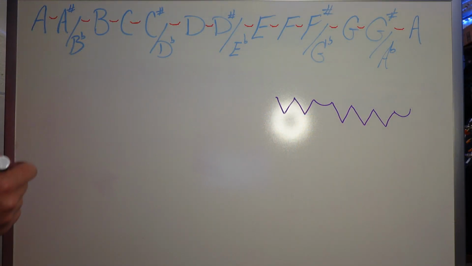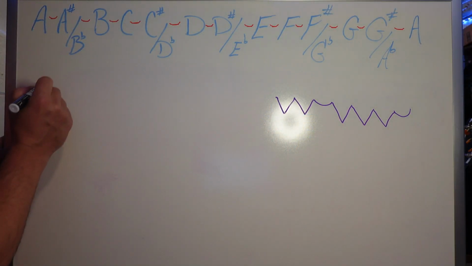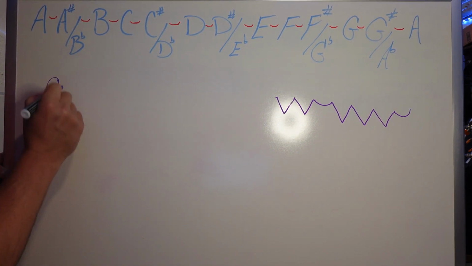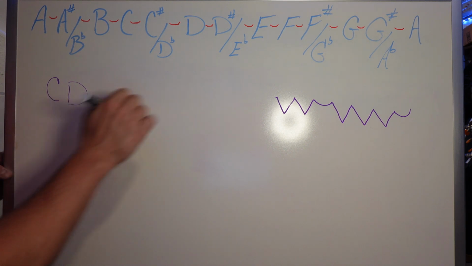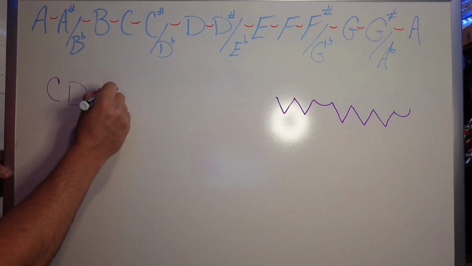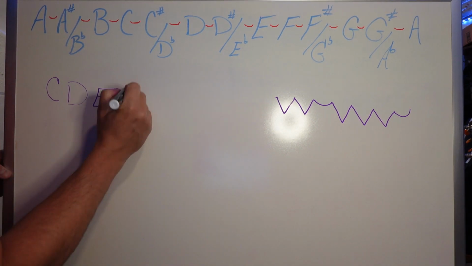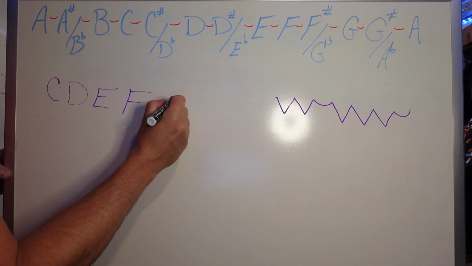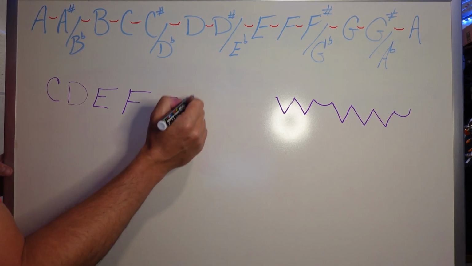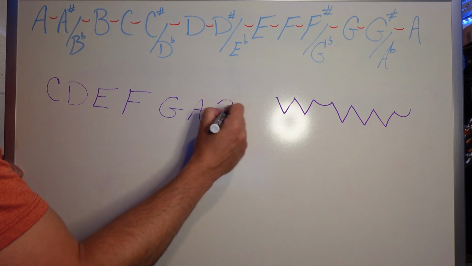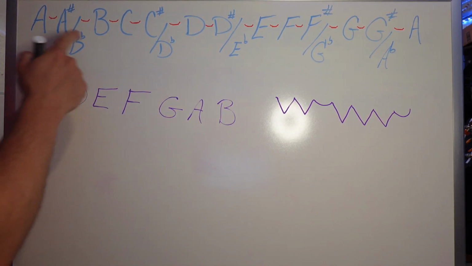Or, looking at our musical alphabet, if I start on C, and I move up a whole step to D, another whole step to E, a half step from E to F, a whole step from F to G, a whole step from G to A, a whole step from A to B, and a half step from B to C.